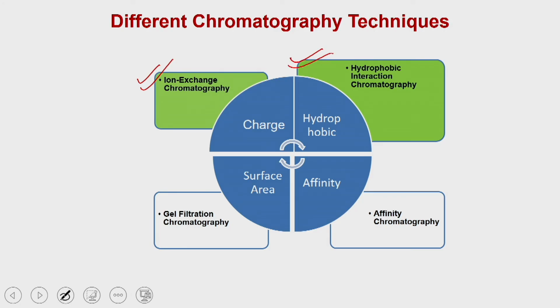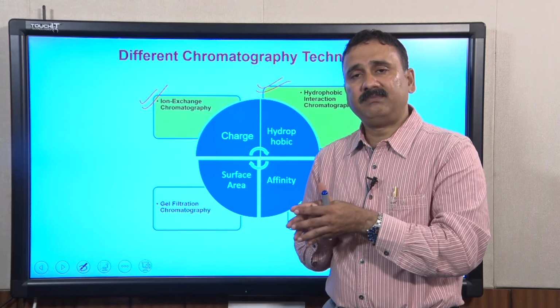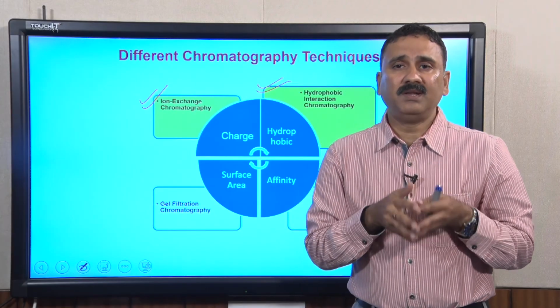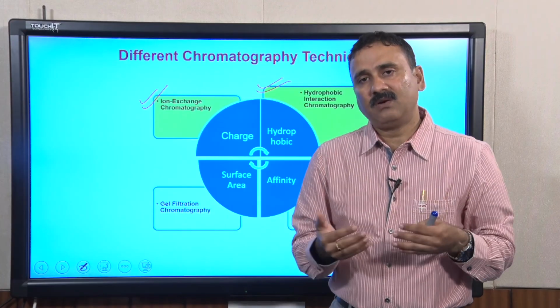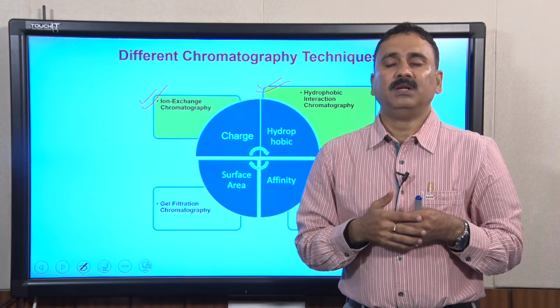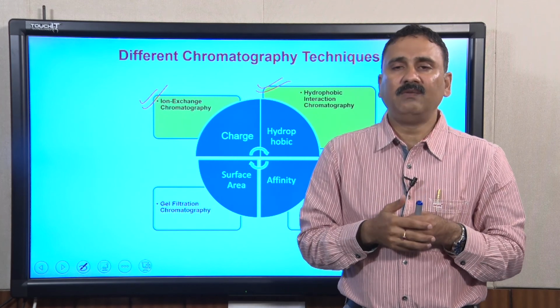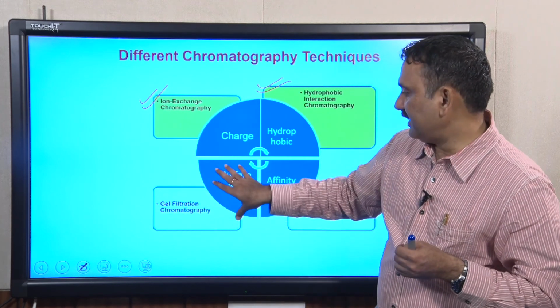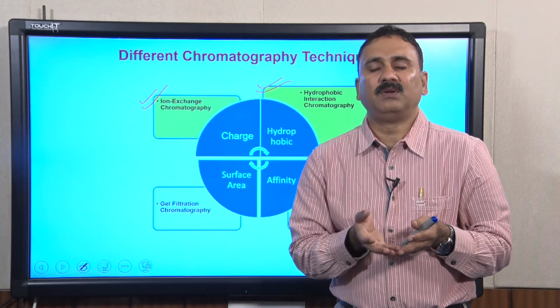So, this is all about the two chromatography techniques which we have discussed, the ion exchange chromatography and the hydrophobic interaction chromatography. Both of these techniques utilize the charged groups or the hydrophobic patches present on the protein surface. And now, in our subsequent lecture, we are going to talk about the chromatography which works on the principle of the surface area or the molecular size of the protein.